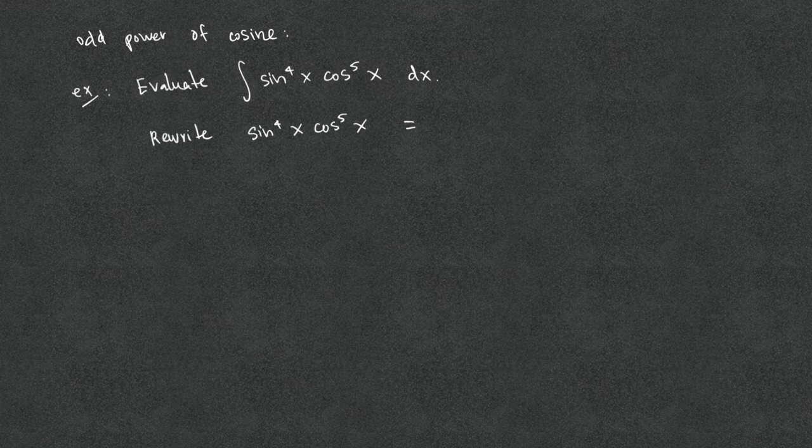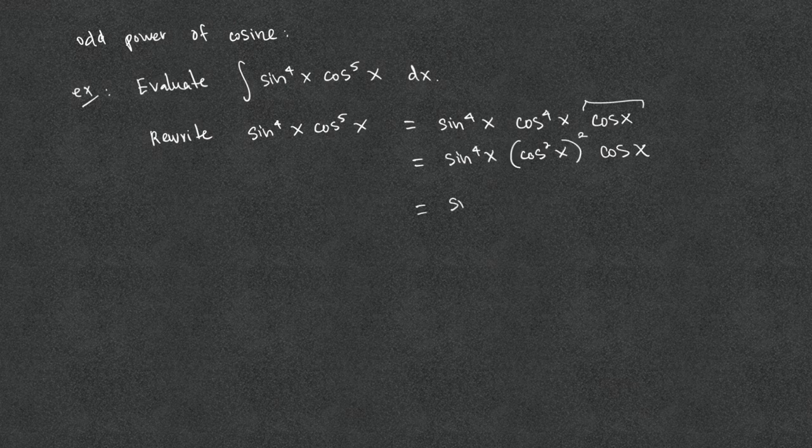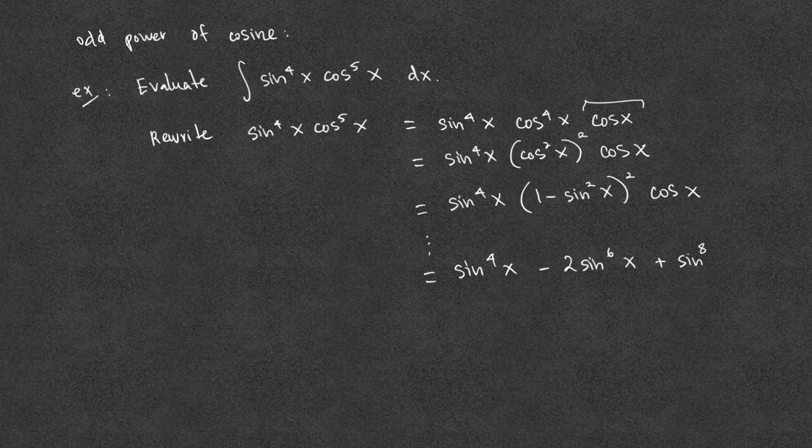For odd power of cosine, and there is a factor of sine in the integrand. For example, evaluate the integral of sine to the 4th x cosine to the 5th x dx. We rewrite sine to the 4th x cosine to the 5th x as sine to the 4th x times cosine to the 4th x times cosine of x. We keep one copy of cosine of x and rewrite all of the factors in terms of sine of x. Simplifying this, we have sine to the 4th x minus 2 sine to the 6th x plus sine to the 8th x times the quantity cosine of x.